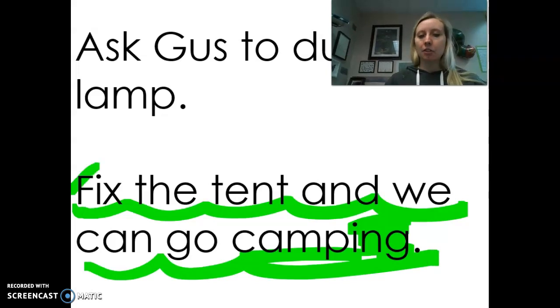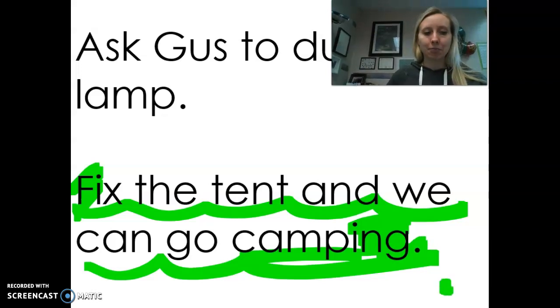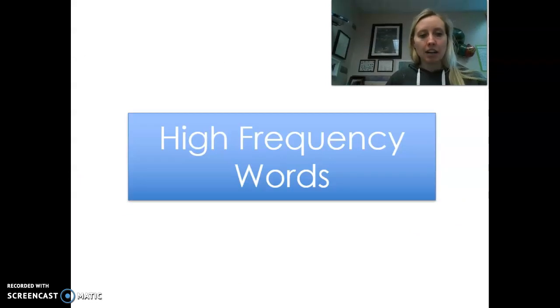Okay, do I have my capital? Yes. Finger space? Yes. Legible, I can read it? Yes. Spelling? Yes. End mark? Yes. What's my end mark? 3, 2, 1, period. Okay, here are my high frequency words.